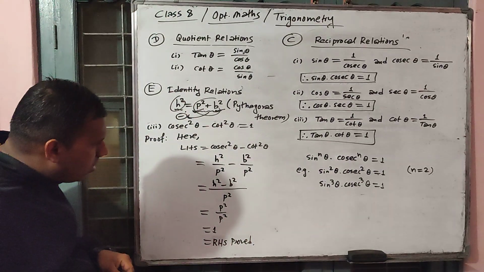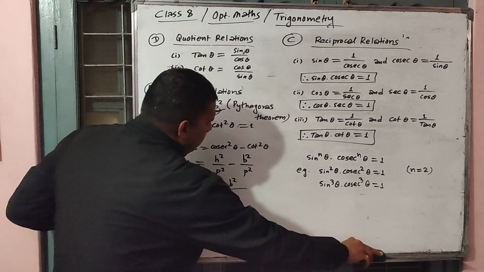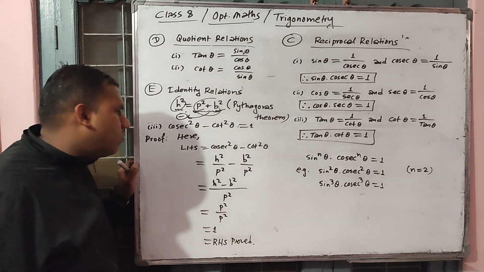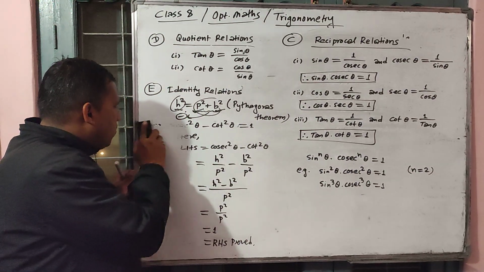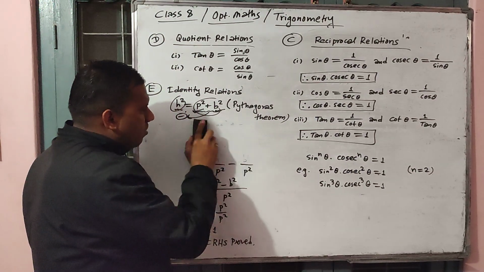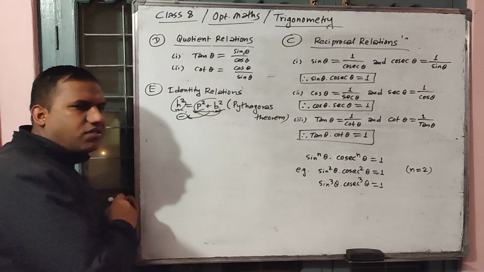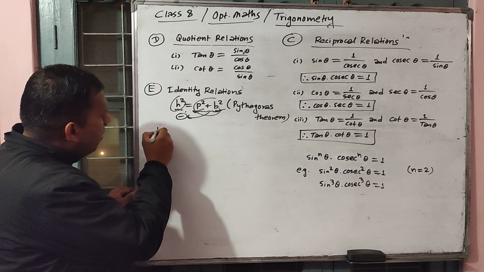So we have three identity relations. First we have sine square theta plus cos square theta equal to 1. Second is sec square theta minus tan square theta equal to 1. Then the third one is cosec square theta minus cot square theta equal to 1. We can remember this.